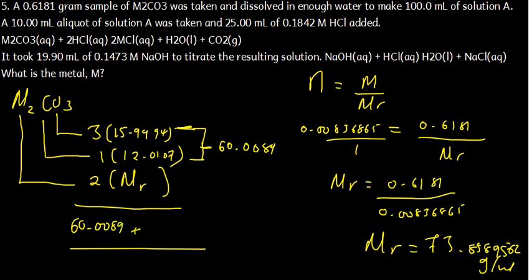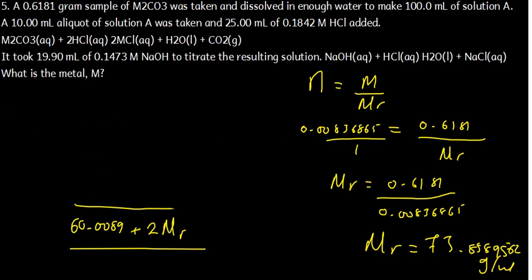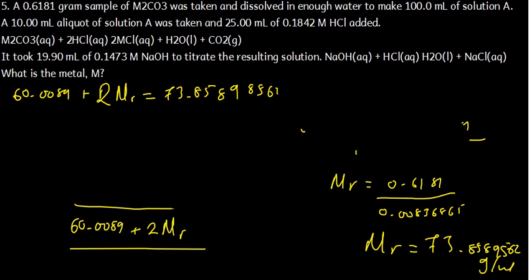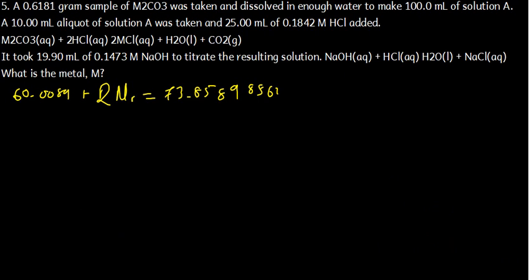So that is 60.0089, and then plus 2 Mr, which we don't know because we don't know the molar mass of this other element. So that is the sum. Now this molar mass that you found here should give us the molar mass that you found from calculation. So what we are saying is 60.0089 plus 2 Mr should be equal to 73.85898562. Okay, they should be equal. Now let's go on and determine the value of Mr, the molar mass for it.